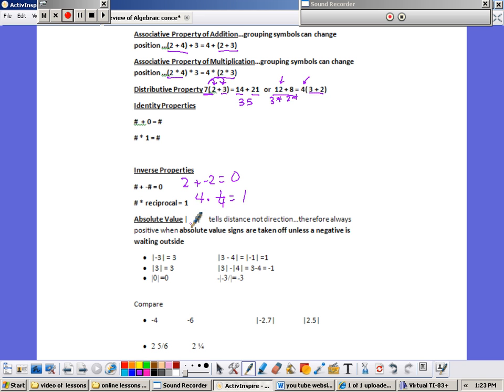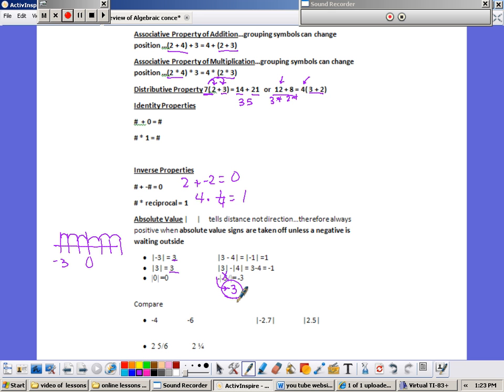So the absolute value of -3 is 3, because if I look at a number line, I'm 1, 2, 3 hops from 0. The absolute value of 3 is 3, because I'm 3 hops from 0. The absolute value of 0 is 0. The absolute value of -3, -3's absolute value is 3, but there's a negative sign outside. That's what I was talking about in the front. So the actual answer will be -3.